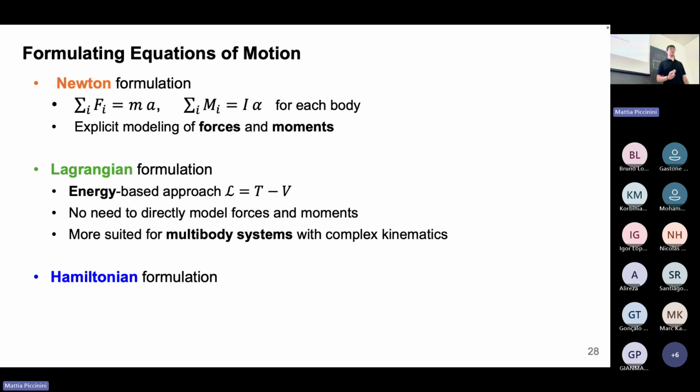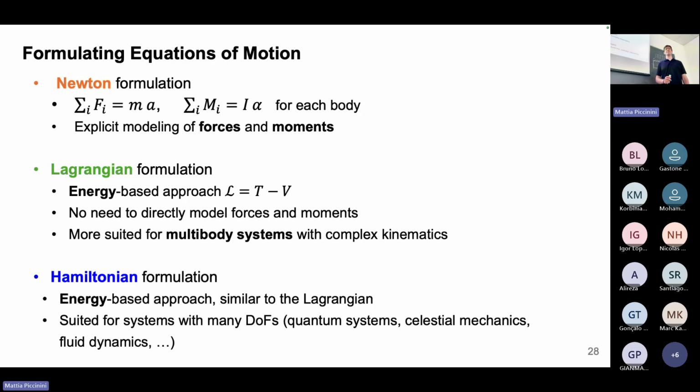It's less known, I think. Here, very few of you know the Hamiltonian, because it's typically used for very particular classes of systems. It's still an energy-based approach, very related to the Lagrangian, but it's typically used for systems with many degrees of freedom, like quantum, celestial mechanics, or fluid dynamics. In principle, you can apply it to every system, but there is a reason, we're going to see why, that it's not so popular for other types.